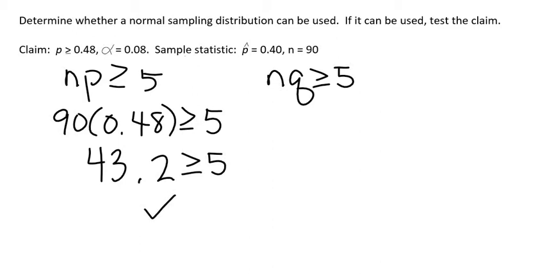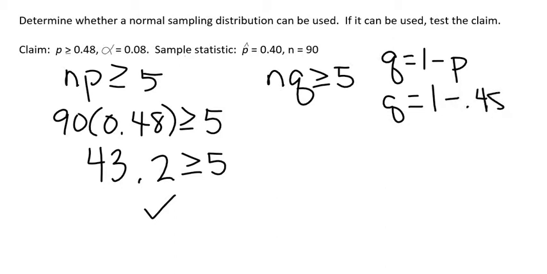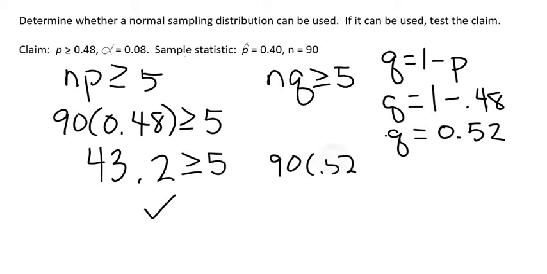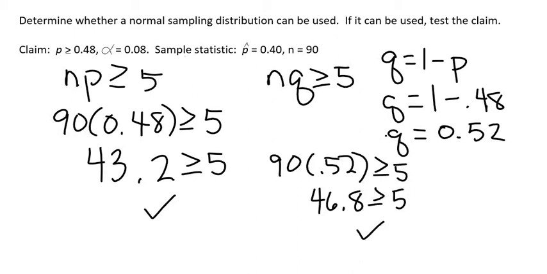Now let's do n times q. Remember that q is 1 minus p. So we'd have 1 minus 0.48. So q is 0.52. So we would have 90 times 0.52. Is this bigger than or equal to 5? 46.8, which is bigger than or equal to 5. It checks off, which means that we can use a normal sampling distribution.